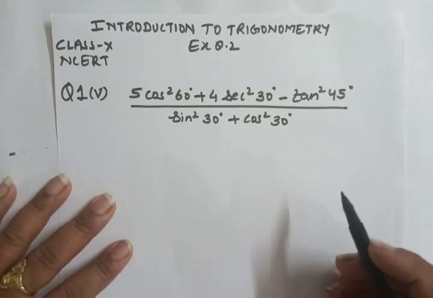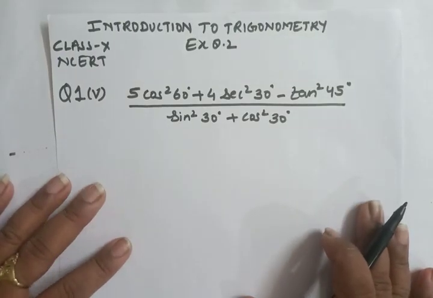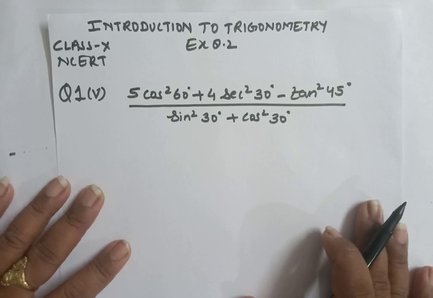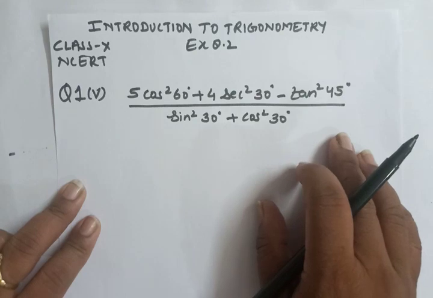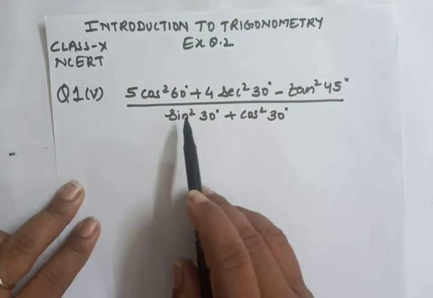Hello students, today I have taken exercise 8.2 question number 1 fifth part, from the chapter Introduction to Trigonometry. For the concept you can go through my previous video so that all the concepts will be clear to you. Here I have taken question number 1 fifth part.